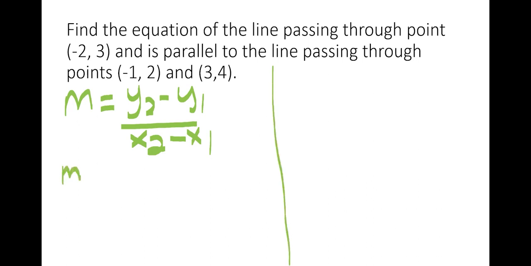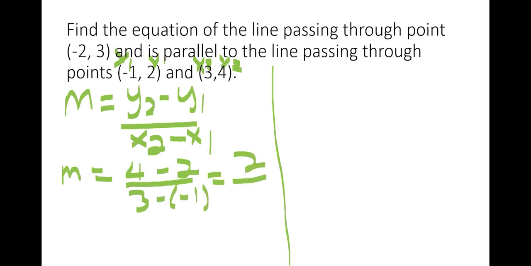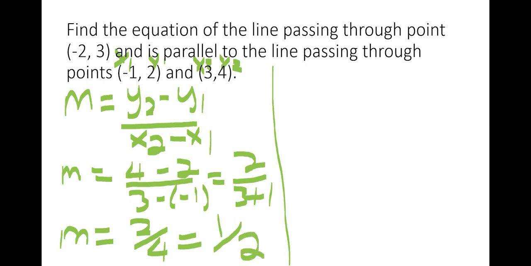So our y2 is 4 minus 2, divided by x2, which is 3 minus -1, which becomes 2 over 3 plus 1. So m, the slope, is 2 over 4, which is 1/2 when simplified. And minus times minus is a plus, so that's why it was a plus sign.